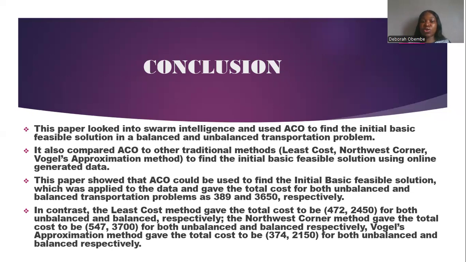This paper also showed that ant colony optimization can be used to find the initial basic feasible solution. Applied to the data given, the total cost for unbalanced was 389, and for balanced, it was 3,650. In contrast, the least cost method gave a total cost for unbalanced of 472, and for balanced of 2,450. For northwest corner, it gave 547 for unbalanced and 3,700 for balanced. Vogel's approximation method gave 374 for unbalanced and 2,150 for balanced.